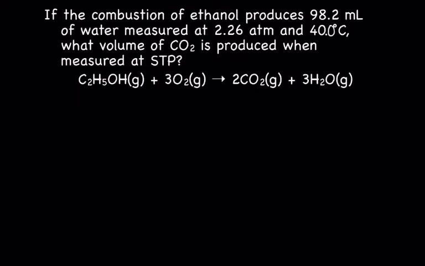All right, so to learn how to do gas stoichiometry, we are going to do gas stoichiometry. I think that's the best way to learn this stuff. So we're going to do a practice problem. The question is, if the combustion of ethanol produces 98.2 milliliters of water measured at 2.26 atm and 40 degrees Celsius, what volume of CO2 is produced when measured at STP?